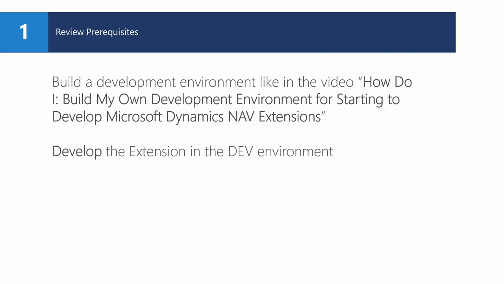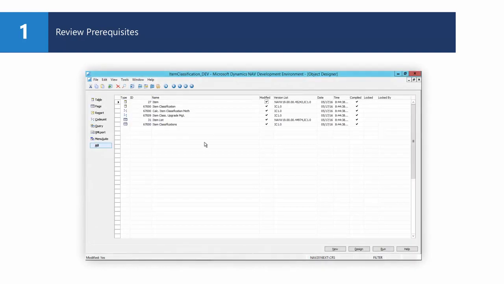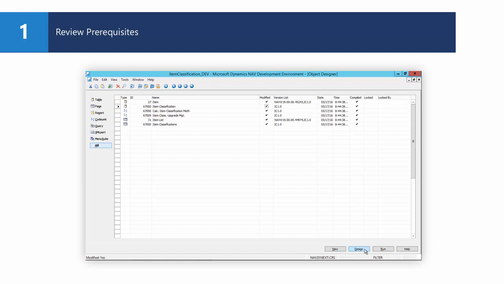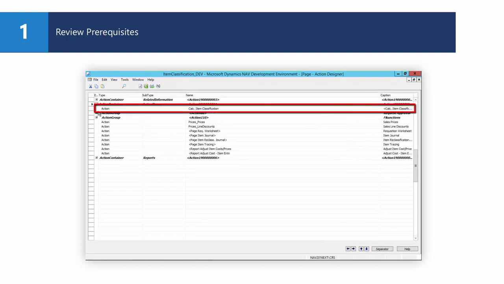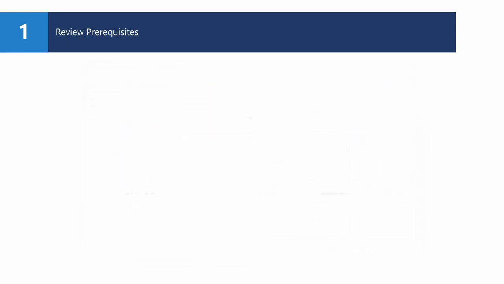Let's have a look at the customizations I have done on the dev environment. Basically, we have added a field item classification on the item table, which is calculated by an action on the item list and by code in the code unit calc item classification method. What the extension exactly does is not important for the content of this video. What is important though is how to turn this into an extension. So let's dive into that.